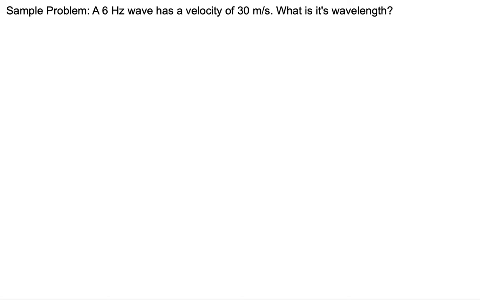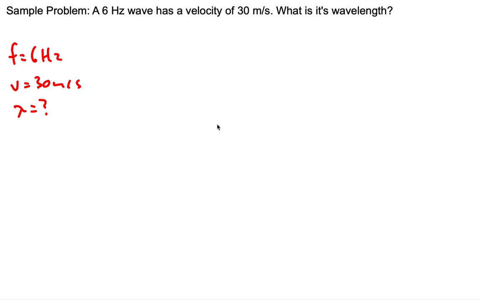Now, normally, let's do this problem, and then I'll talk about how to change the medium for sound. Let's just do this problem really quick. I have a 6 hertz wave. What that means is that the frequency is 6. I'm making 6 waves every second. The wave has a velocity of 30 meters per second. I want to know what the wavelength of that wave is.